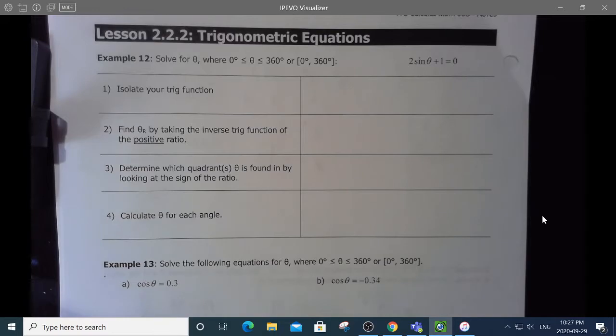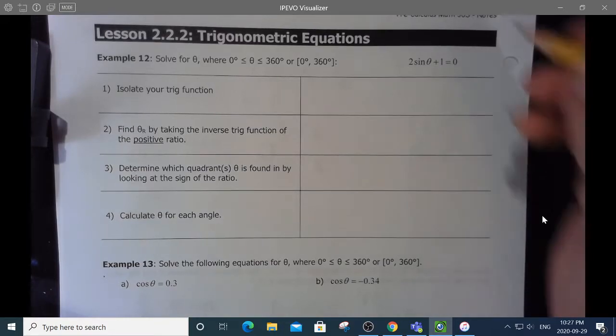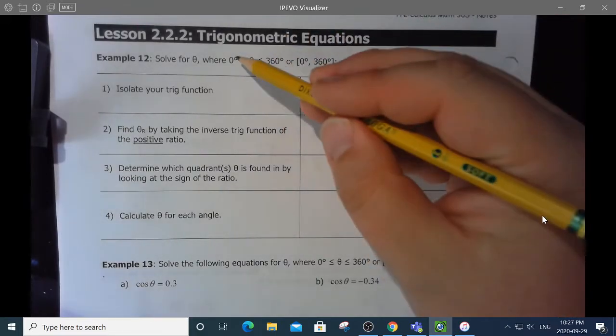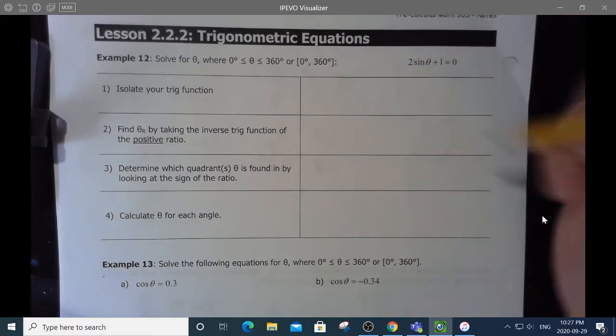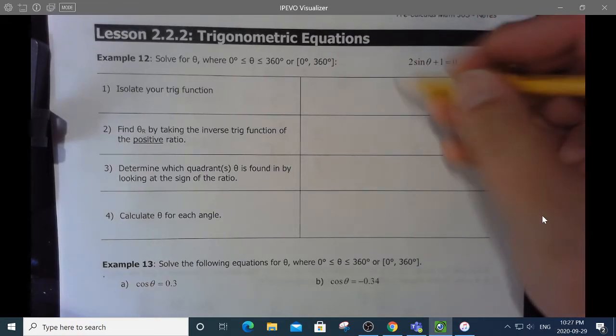So we are looking now at example 12. We're going to start with an example. We want to solve for theta when theta is between 0 and 360 degrees, or there it is in interval notation, from 0 to 360 degrees. And this is the equation we want to solve.